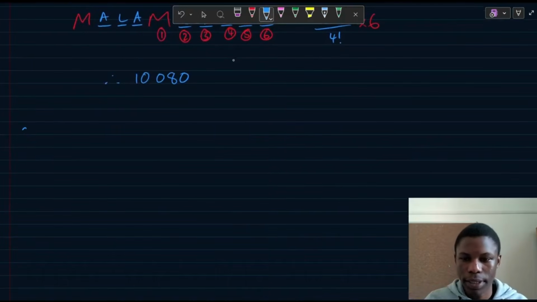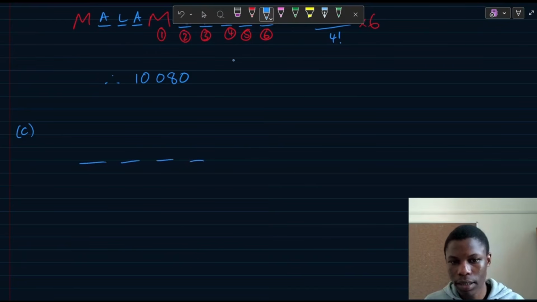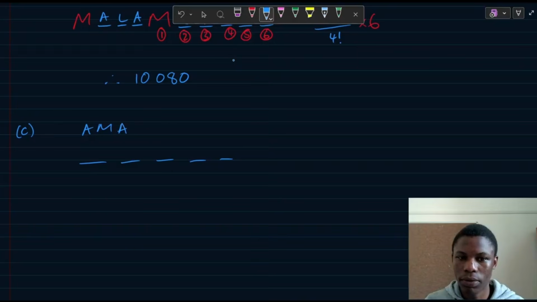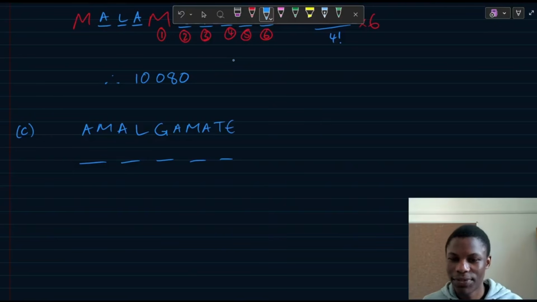Now we are given that 5 letters are selected from the word amalgamate. I need to spell it right this time, amalgamate. Find the number of different selections in which the 5 letters include at least one M and at least 2 A's.